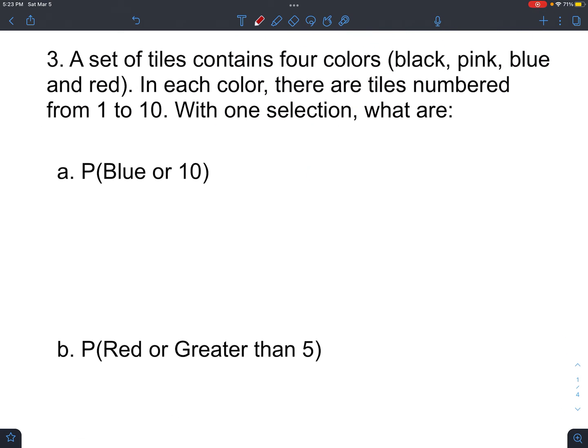So we got tiles in a bag, 4 colors, and each color has a tile from 1 to 10. So how many tiles are in there? 40. 10 black, 10 pink, 10 blue, and 10 red. So what's the probability we pick a tile that's blue or a 10? The probability that it's blue would be 10 out of the 40 tiles, a quarter of them. And the probability that you have a 10 could be the black 10, the pink 10, the blue 10, or the red 10.